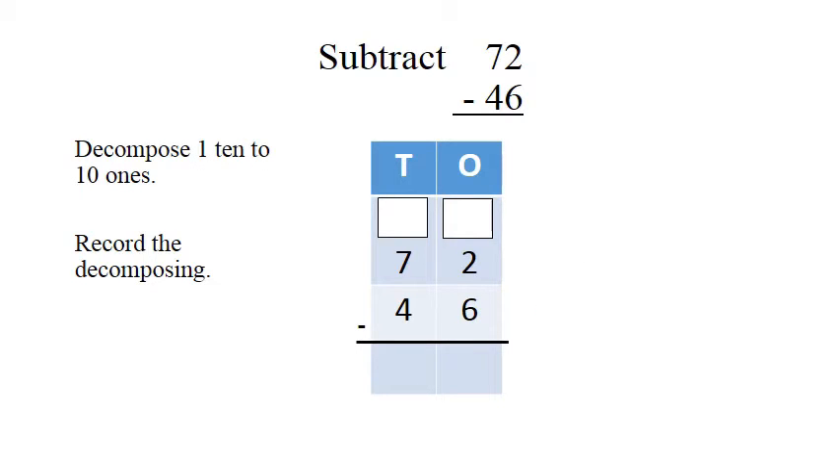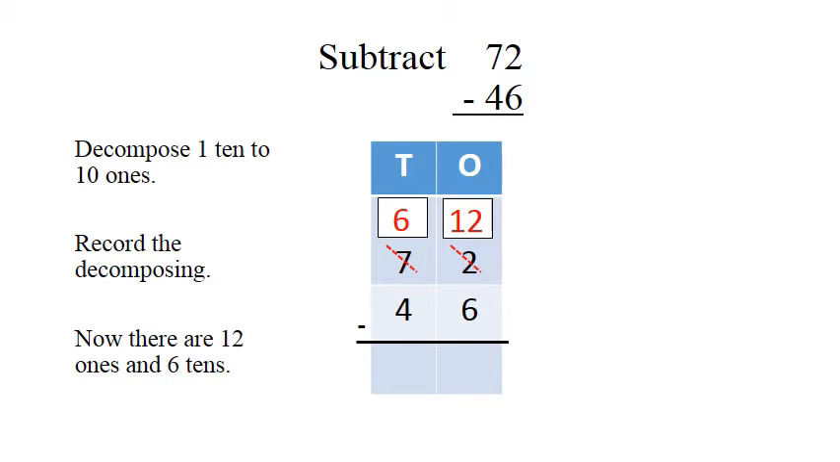So I'm going to decompose 1 ten and show my decomposition. So I'm going to take a 10 from 7 tens and I'm going to get 6 tens. I'm going to move that 10 over to the ones place, and instead of 2, I'm going to have 12 because 10 plus 2 is 12.